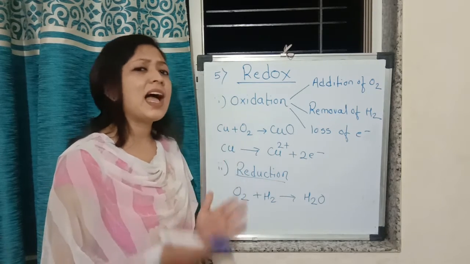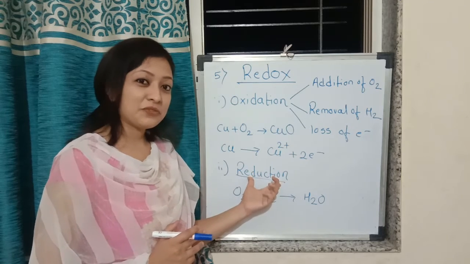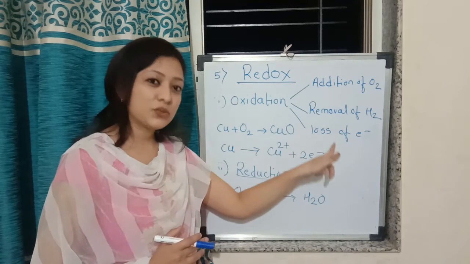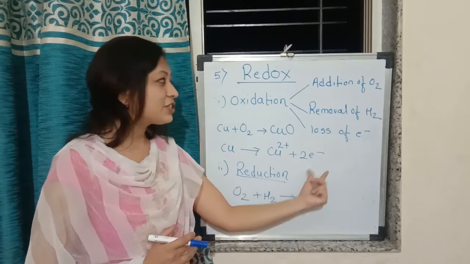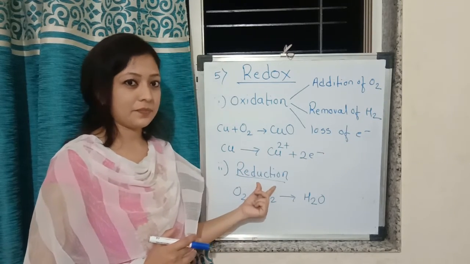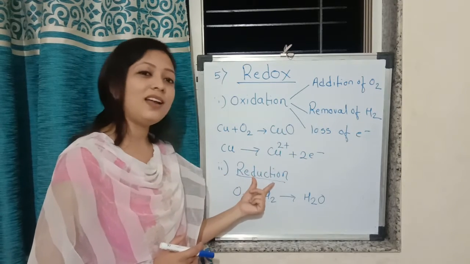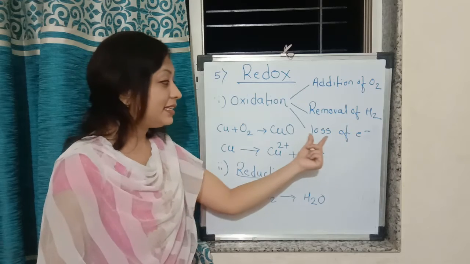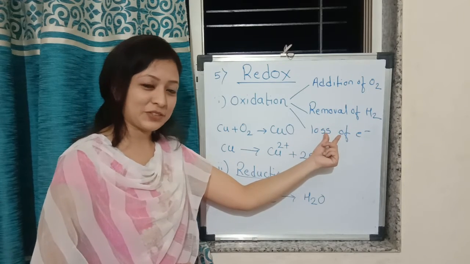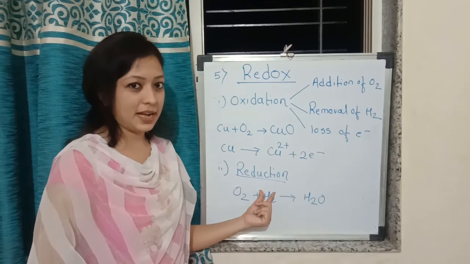Now, reduction. Reduction is exactly the reverse process of oxidation. So how can one define reduction in these three forms? Addition of hydrogen is called reduction. Second, removal of oxygen is called reduction. And in terms of losing and gaining of electrons, the gaining of electrons is called reduction.